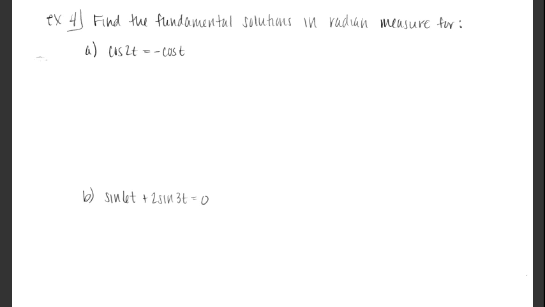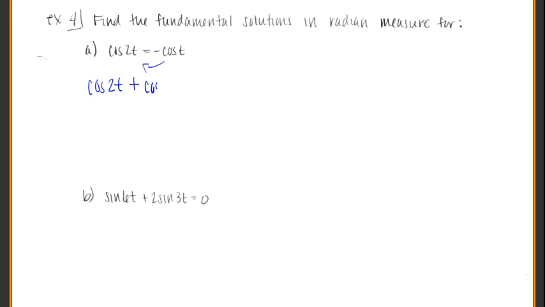Okay, solving equations. We have cosine 2t equals negative cosine t. Well, let's bring those both onto the first side, the same side together. So cosine of 2t plus cosine of t equals 0.